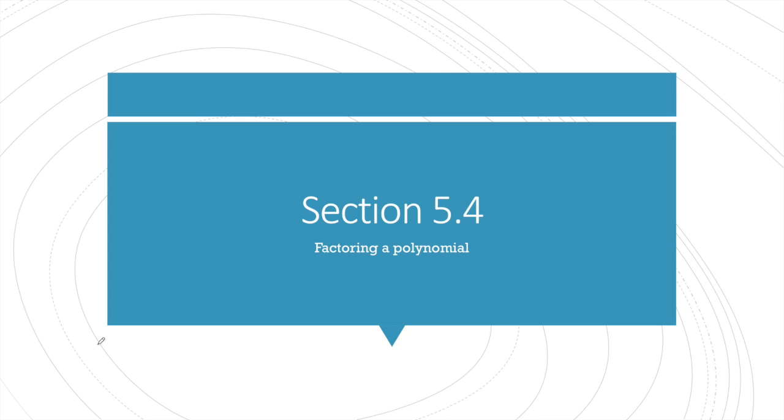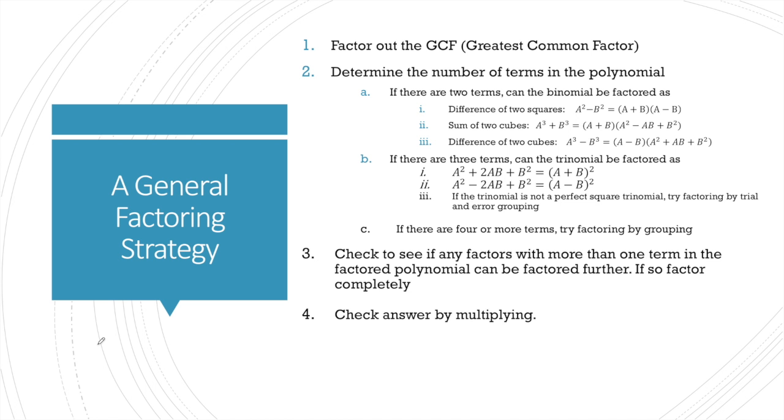Okay, class, section 5.4 talks about a general strategy for factoring polynomials. So we've learned a lot of different steps. We learned to factor by grouping, we learned some shortcuts, and this is where I want to talk about a general factoring strategy when you're presented with a polynomial. So the first thing you always want to do is factor out the greatest common factor.